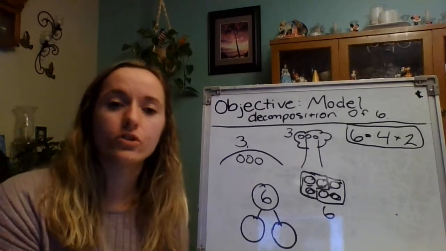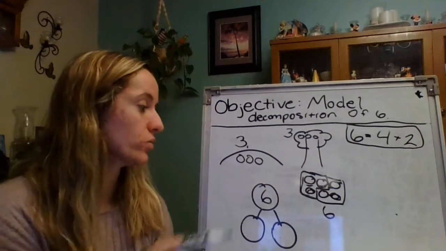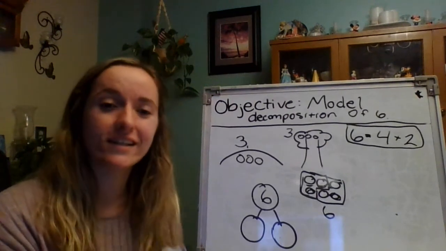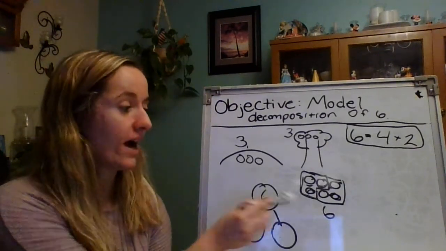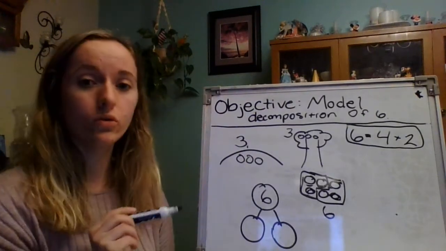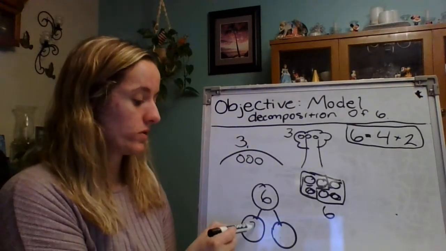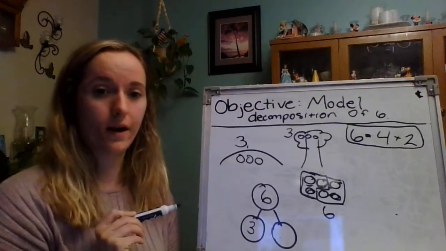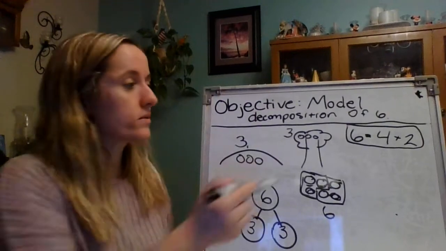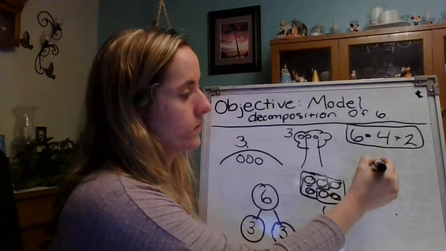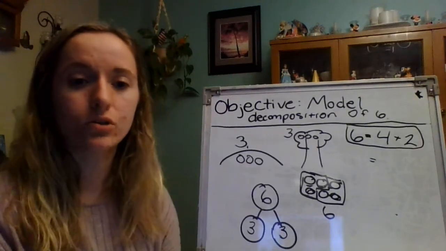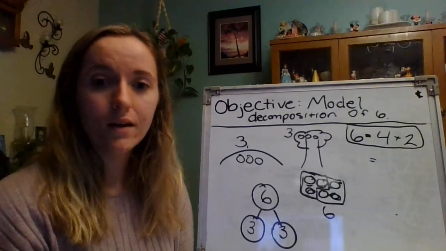Tell someone around you why the number 6 will go in the top part of the number bond. Good, because it is the whole. We have 6 all together. And that's going to be broken up into 2 numbers, 3 underground, and 3 in my tree. So looking at this problem, what we did last time, how do you think that I am going to write this problem?